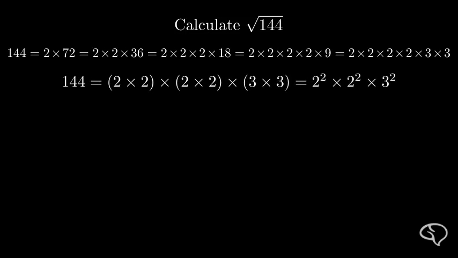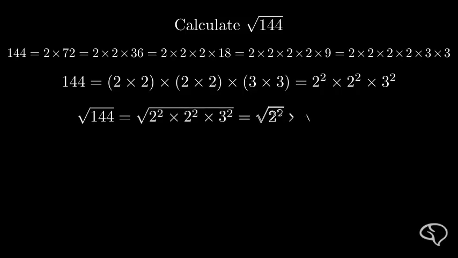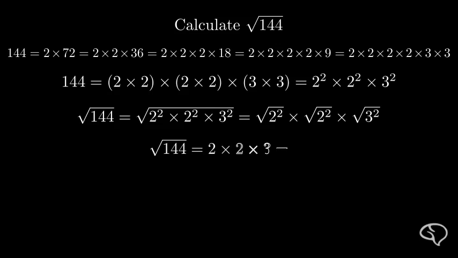Now we can apply the product property of square roots. The square root of 144 is the square root of 2 squared times 2 squared times 3 squared. Using the product property, this is the square root of 2 squared times the square root of 2 squared times the square root of 3 squared. The square root of a number squared is just the number itself. So the square root of 2 squared is 2, and the square root of 3 squared is 3. Our expression simplifies to 2 times 2 times 3, which equals 12. Therefore, the square root of 144 is 12. This method works for any number, large or small. Let's try a larger one.